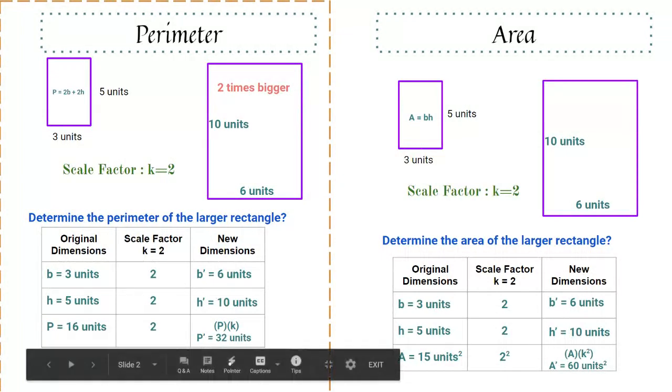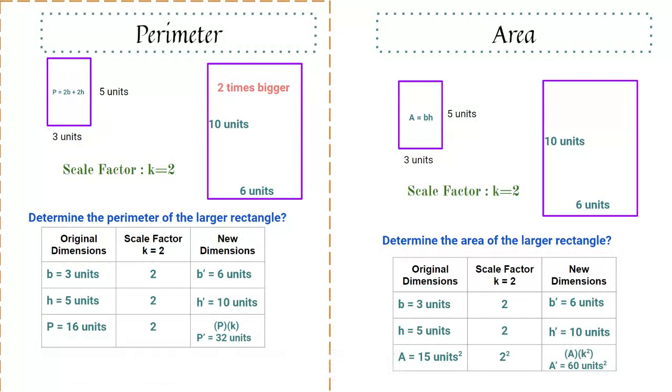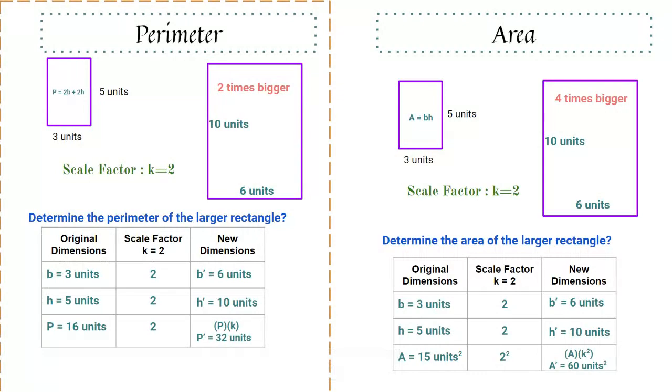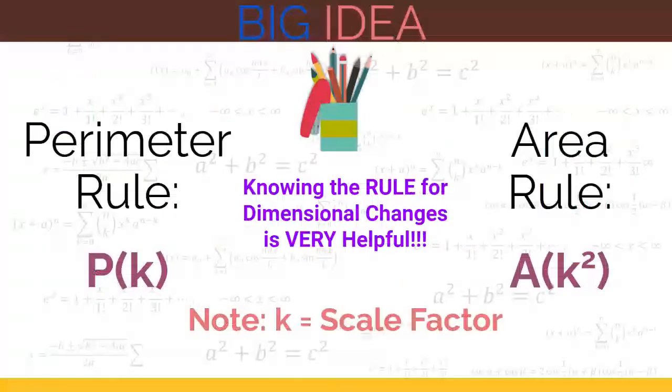So here you see that the original side is 5 units and my new side is 10, which is twice the size. And I'm going to do the same thing with the base, which is 3 units. The new base is twice the size. So the actual figure of the bigger rectangle is 4 times bigger than the original. So the big idea I want you to walk away with is knowing the rule for dimensional changes is very helpful.